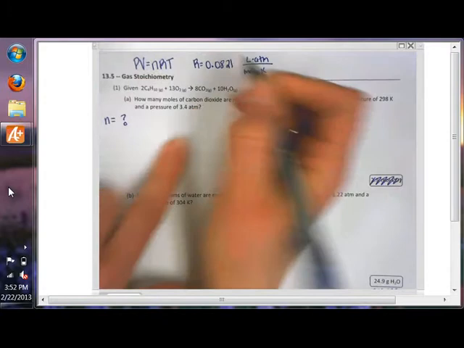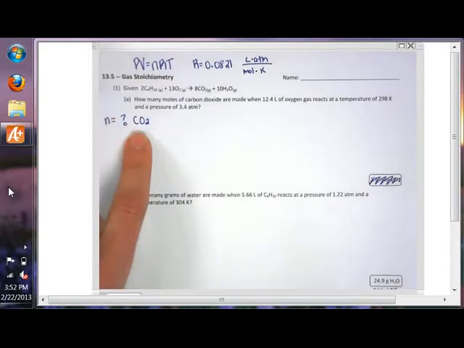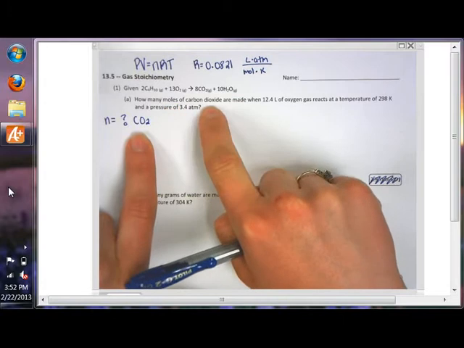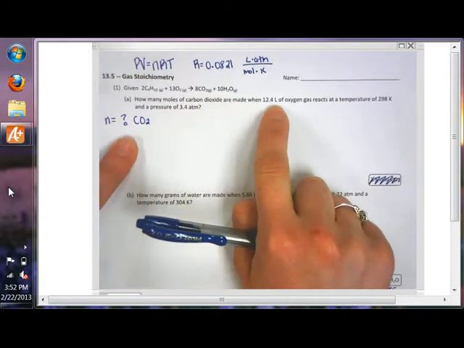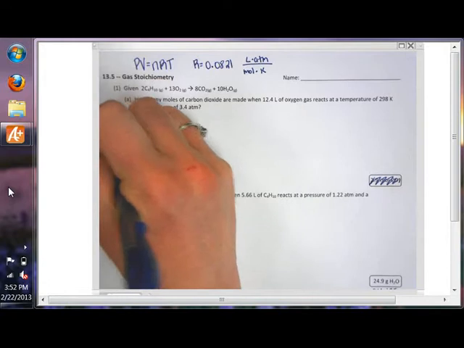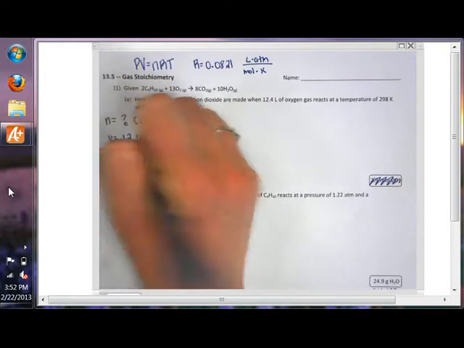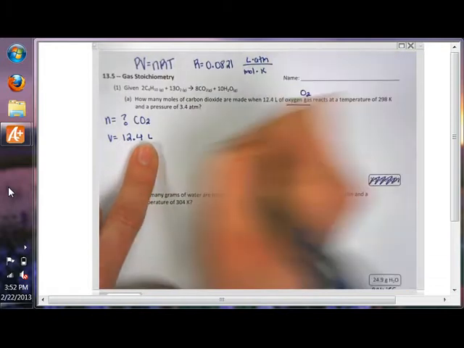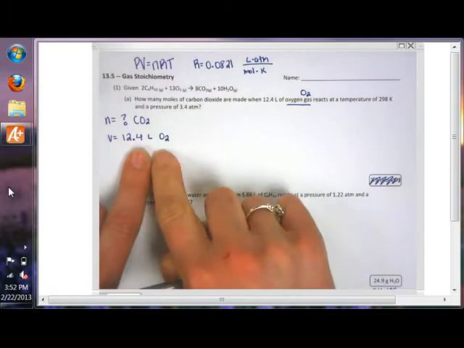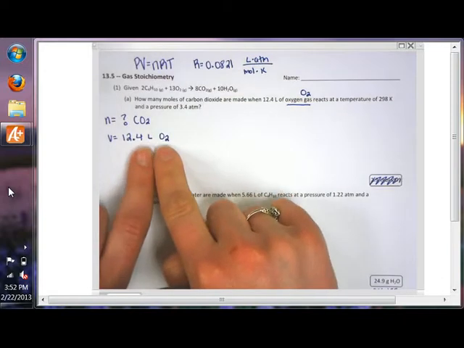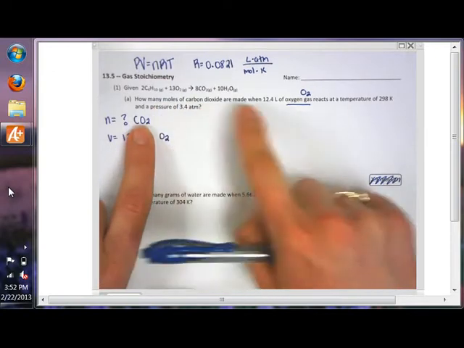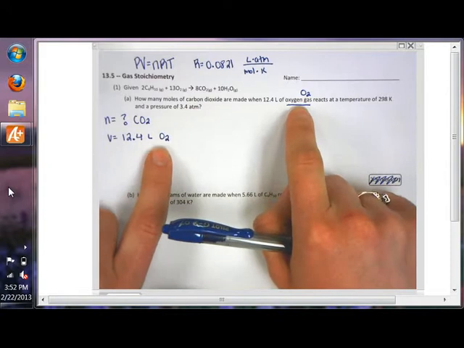So this is what's a little bit different. I'm being specific as to what compound they want. They want moles of carbon dioxide made when 12.4 liters, so there's volume. So V equals 12.4 liters of oxygen gas, and oxygen gas, remember, is O2, liters of O2. Once again, notice how I'm being specific about what compound it is. They wanted moles of carbon dioxide. They gave me liters of oxygen. I know I need to be specific when they give me a balanced equation.